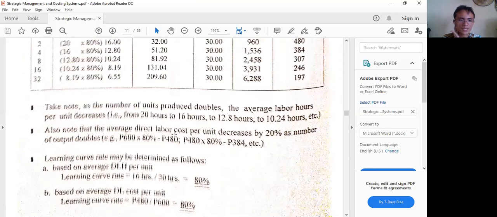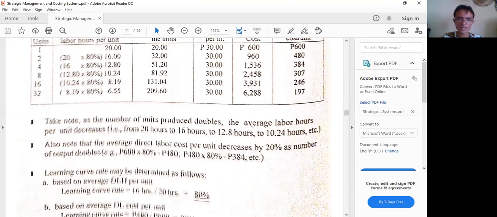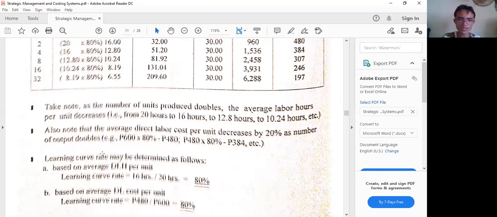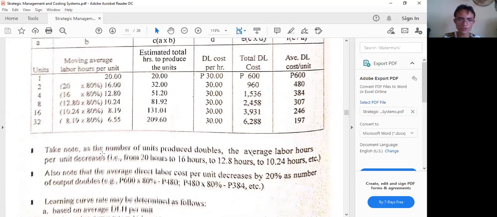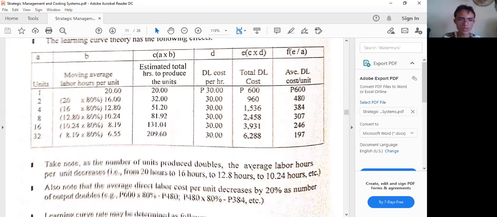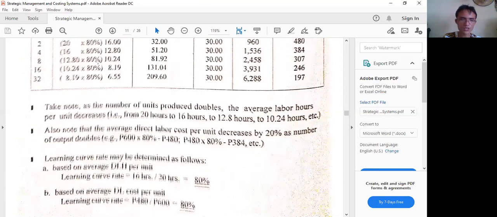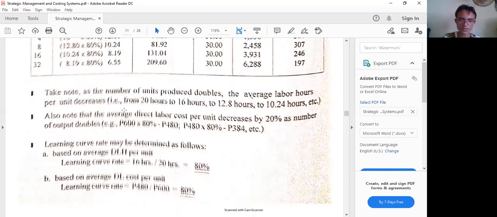How do we do that? Based on the direct labor hours that we've had, that is 16 hours divided by 20 hours. So how do we get that? That's 1 times 20, 20. Then 2 times 16, 32, right? So in terms of these parts here, 16 divided by 20, 12.8 divided by 16, and so on, that's 80%.